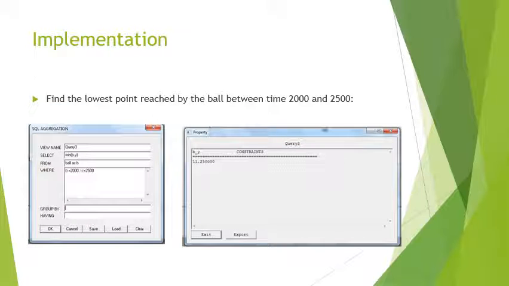This query is to show the lowest point the ball has reached between time 2000 and time 2500. Why is this query important? This query determines what side of the field a team is playing on. If a team likes to play on the right side of the field, then as a defender, you would definitely encourage them to play on the left side of the field so that they score less goals on you.